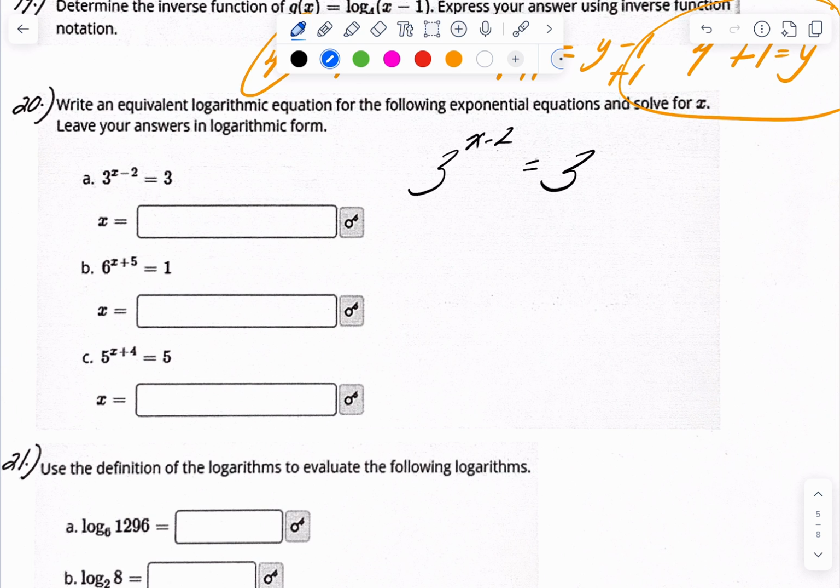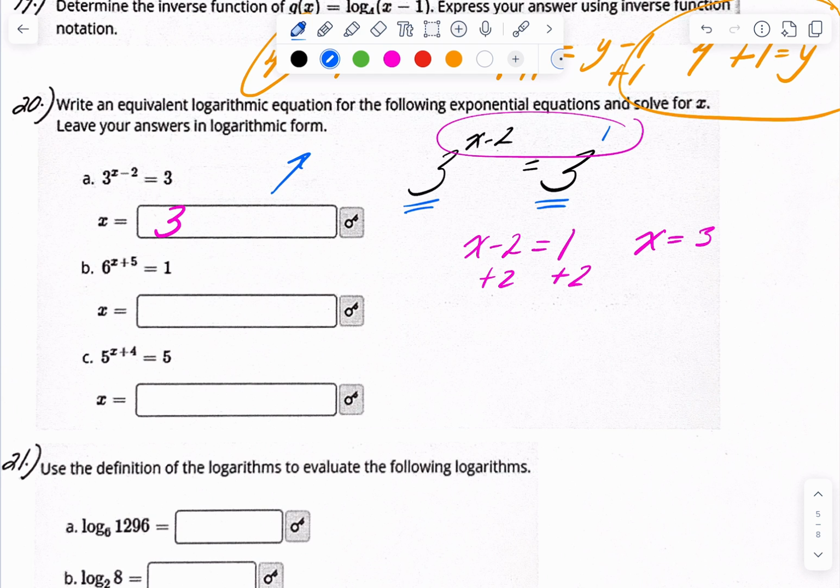Because look, since these are both base 3, we could just solve using the exponent rule. If they're the same base, we can just set x minus 2 equal to 1, then add 2. X equals 3. That's way easier than solving by logarithms. So I'm going to ignore the instructions, and I'm going to solve by the easiest method.